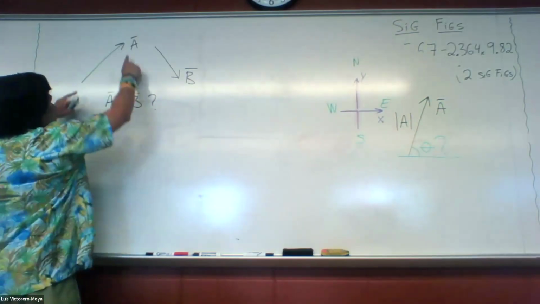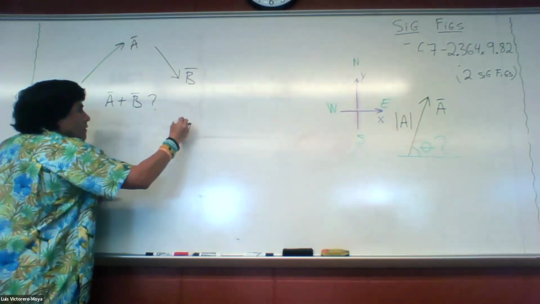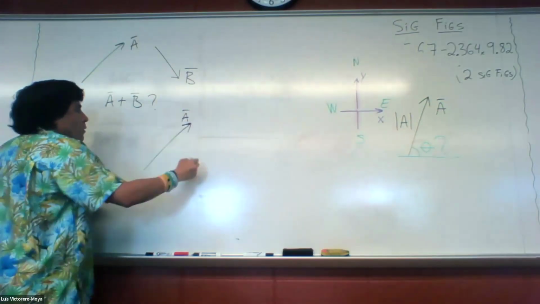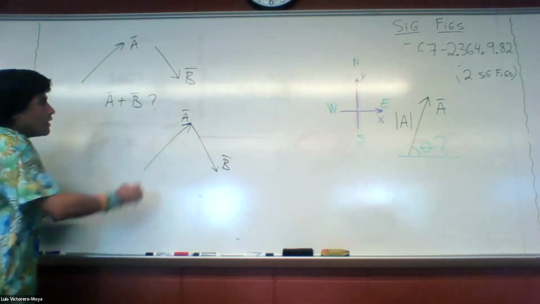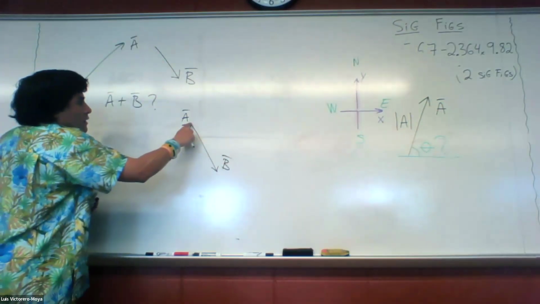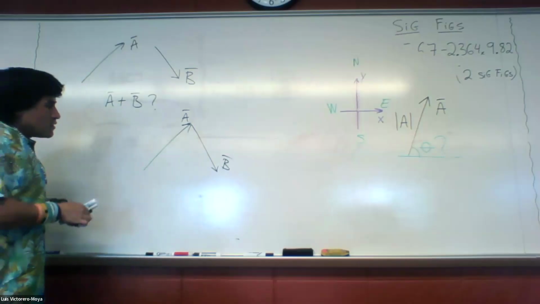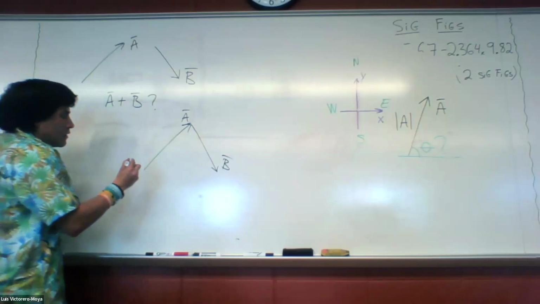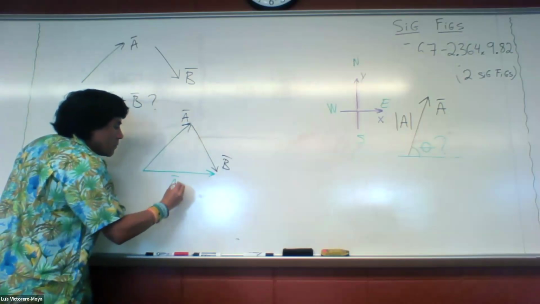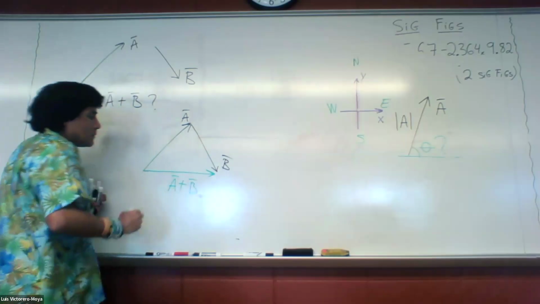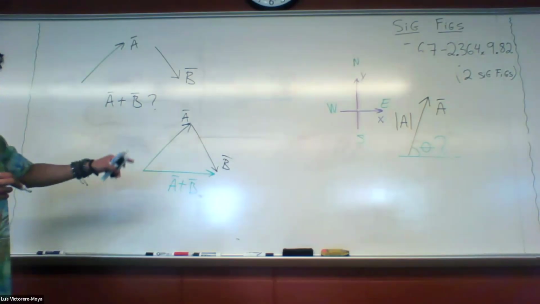So vector A, vector B. You see, I join the tip and the tail of these two vectors. So my resultant is this. That's A plus B. All right. Graphically, that's how it looks.